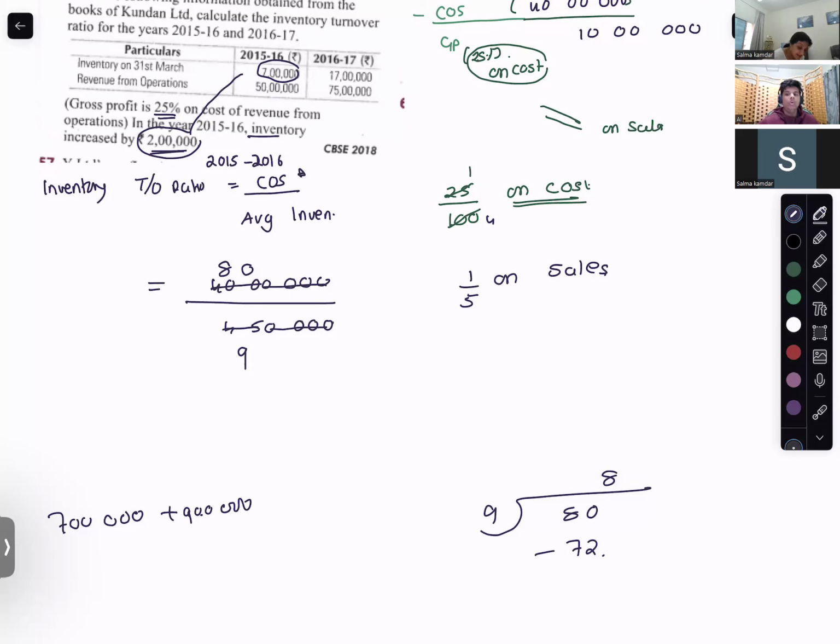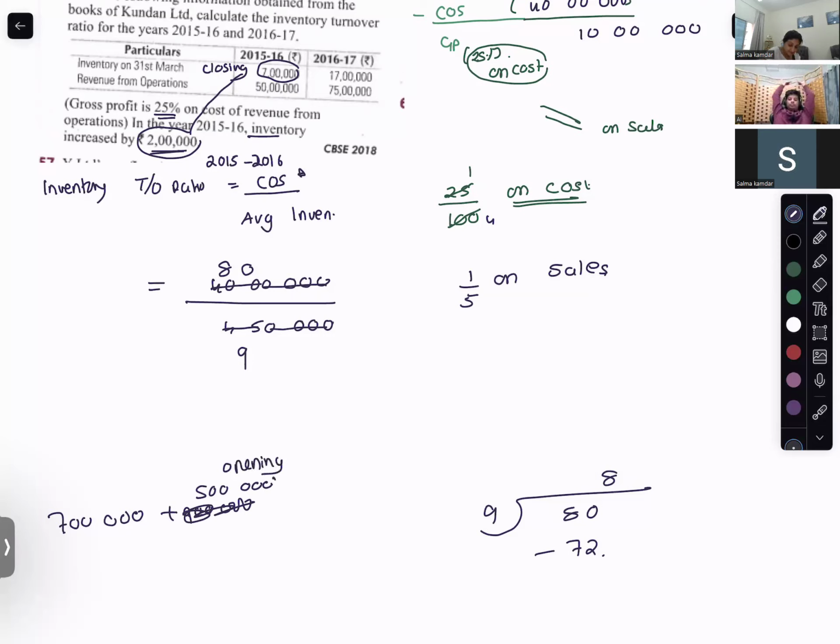Inventory increased by 2 lakh. One is 7 lakh and one is 5 lakh. Closing 7 minus 2, so inventory increased by 2 lakh. That means the opening inventory was 5 lakh.